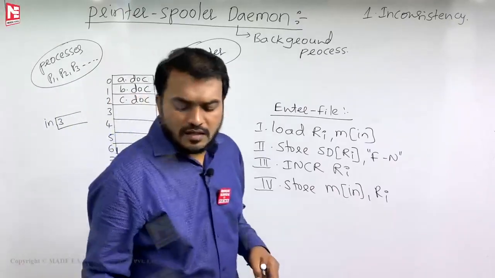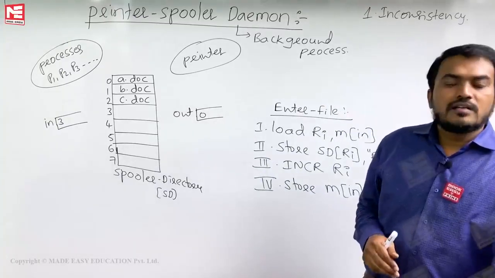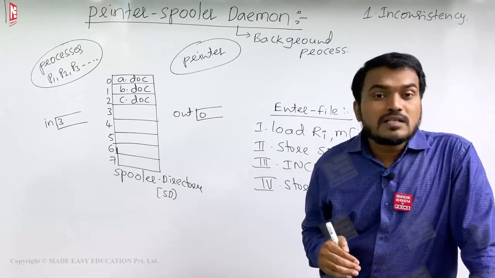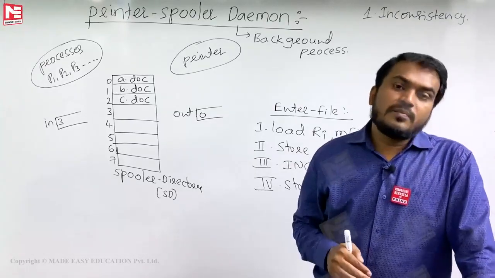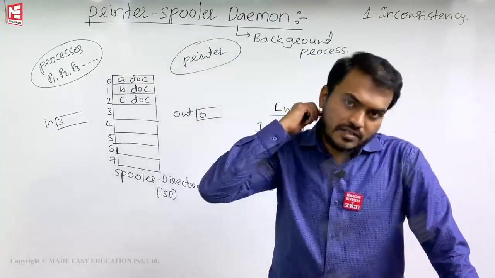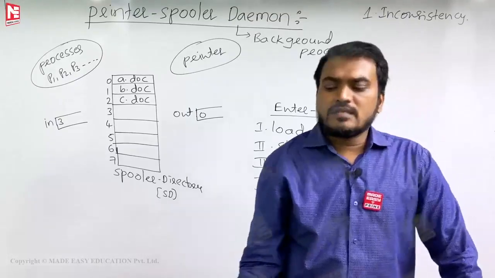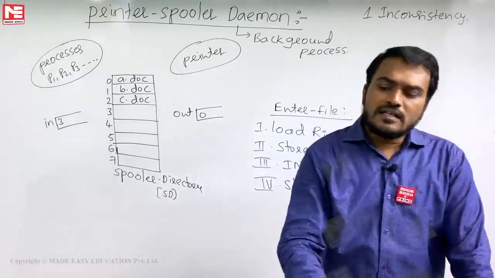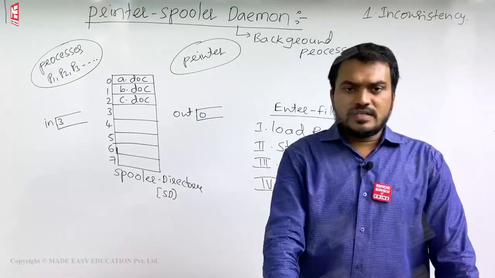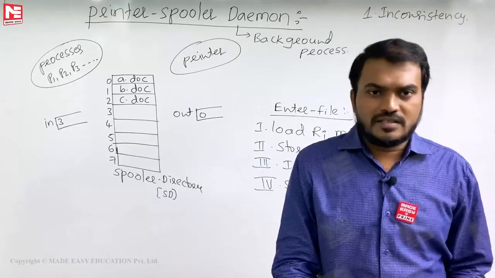Printer spooler daemon is a general concept used in printers. For example, consider the internet center outside. In the internet center, what happens? You will have around 10 systems and all are connected to the common printer. That's what happens generally, right?